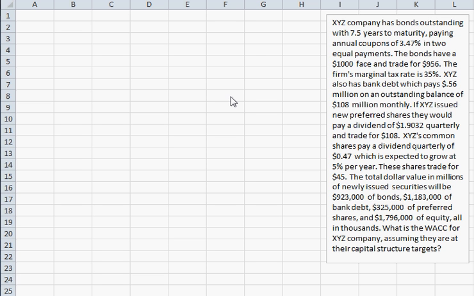So the first is a bond. That's what's contained in that first sentence there. It says XYZ Co. has bonds outstanding with 7.5 years to maturity, paying annual coupons of 3.47% in 2 equal payments. These bonds have a $1,000 face and trade for $956. So first we need to know the before tax rate on these bonds, the required rate of return, which for bonds is the yield to maturity. So this is going to be a financial calculator question.